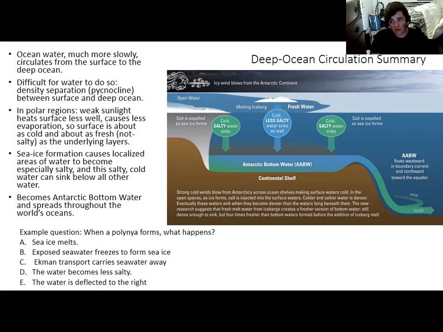Something we'll talk about when we get to ecology is that especially in the winter, there's a lot of nutrients in the water because in the winter there is very little biological activity in Antarctica. And so nutrients just sort of accumulate and get taken down by Antarctic bottom water and spread throughout the rest of the world. So any questions about this before I move on?